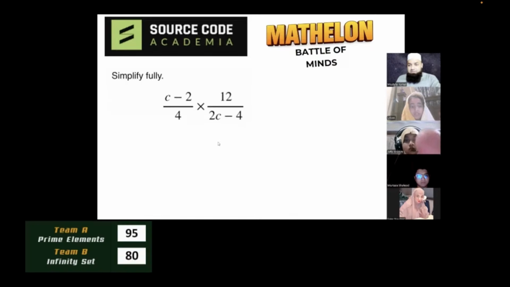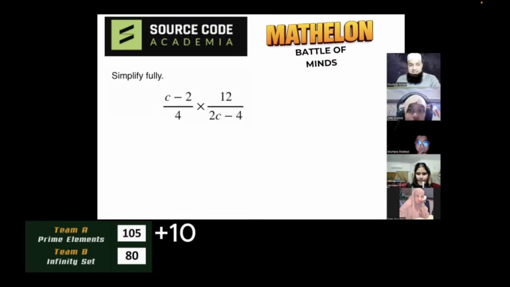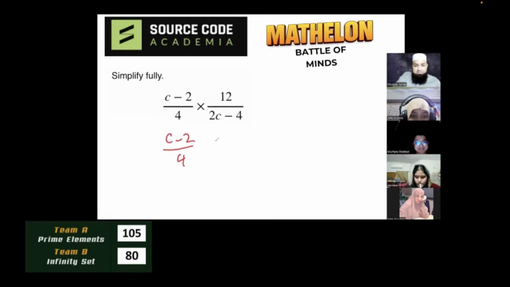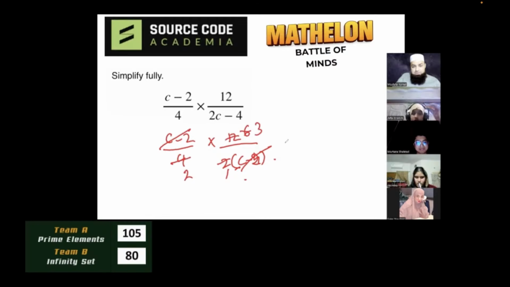The next question in front of your screen. Simplify c minus 2 divided by 4 times 12 divided by 2 into c minus 4. Momina: 3 by 2. 3 by 2 is the correct answer. How did you get it so quickly? It's c minus 2 divided by 4 multiplied by 12 divided by 2 into c minus 4. You can cancel c minus 2 from both sides. 2 ones are 2, 2 sixes are 12, and now you can divide: 2s are and 3s are. So 3 over 2 is the correct answer. Well done, Momina. MashaAllah.